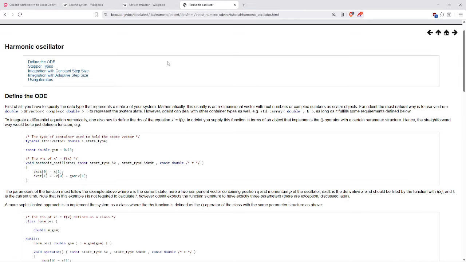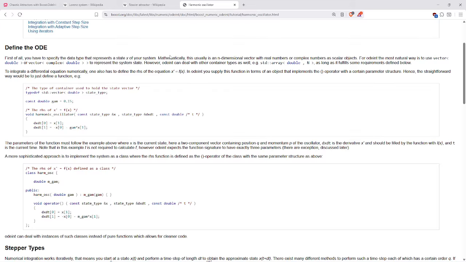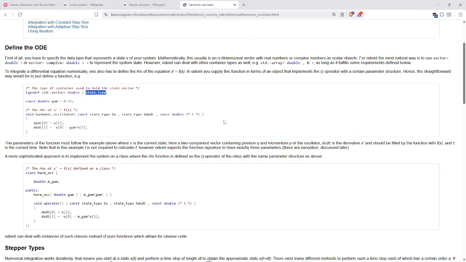So inside here, they've got what's called a harmonic oscillator. And in all their examples here, they're going to refer to something that's called the state type. This is the data structure that holds the state of the system. In a system of two equations, the state of the system is determined by the value of the two variables. So they've got, in this case, a vector of double as the data structure holding their state.